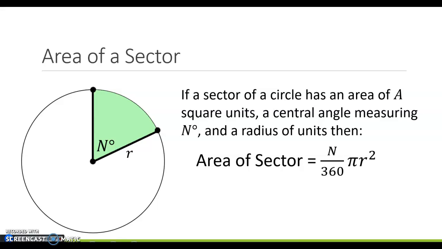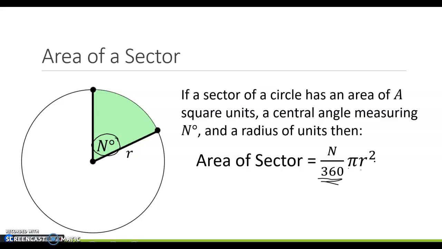So the sector of a circle has an area of A square units, a central angle measuring n degrees. So this is an angle formed in the center of the circle, and that's going to help you calculate the area. And then, of course, a radius of r. So area of a sector is that central angle, n degrees, divided by 360 times pi r squared.